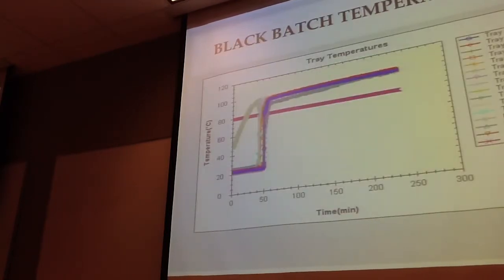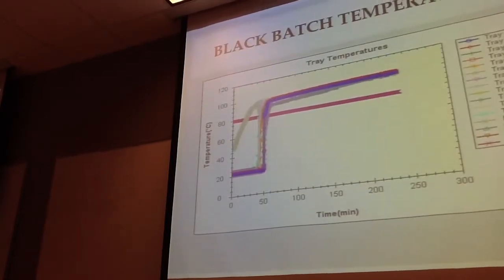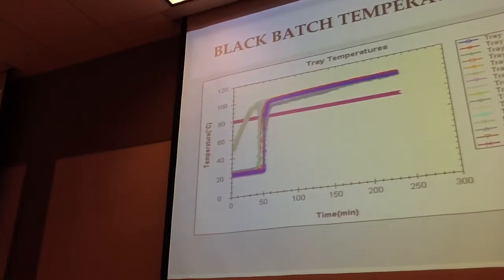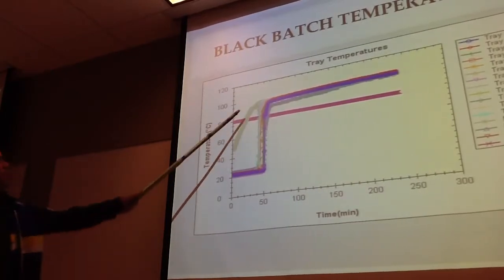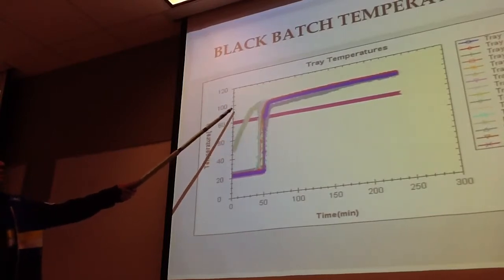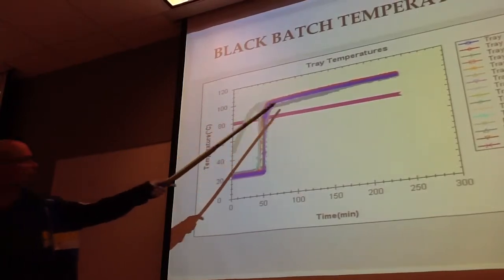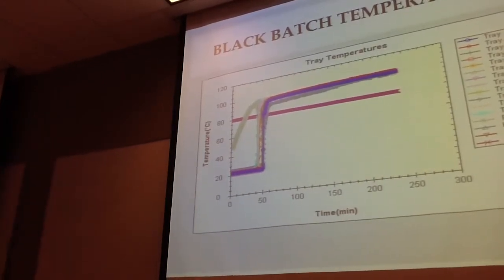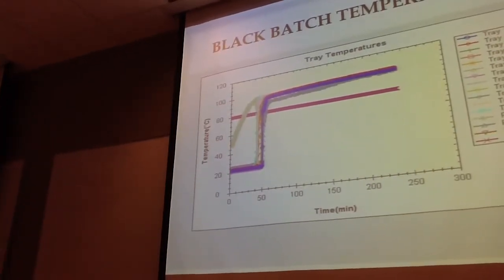And there's their tray temperatures for that batch. I think one of the things you'll notice is how it'll come up to just above 90 and then just gradually slope up as the methanol is removed.